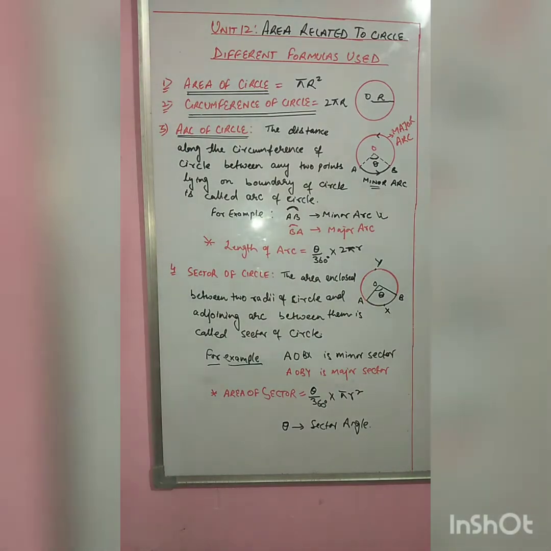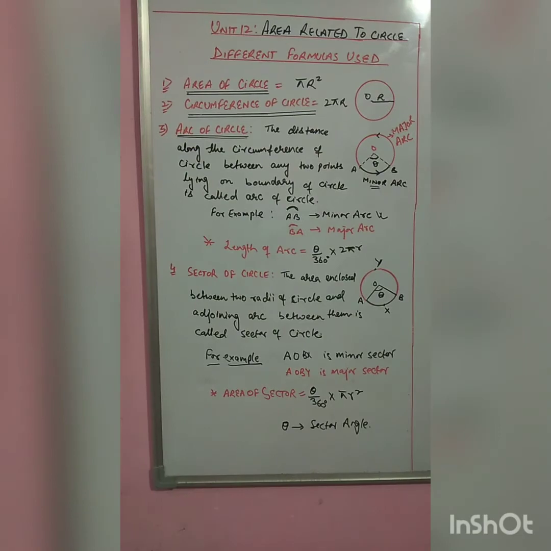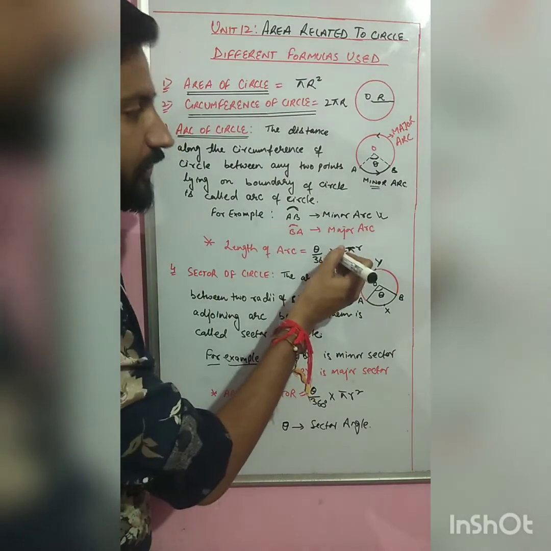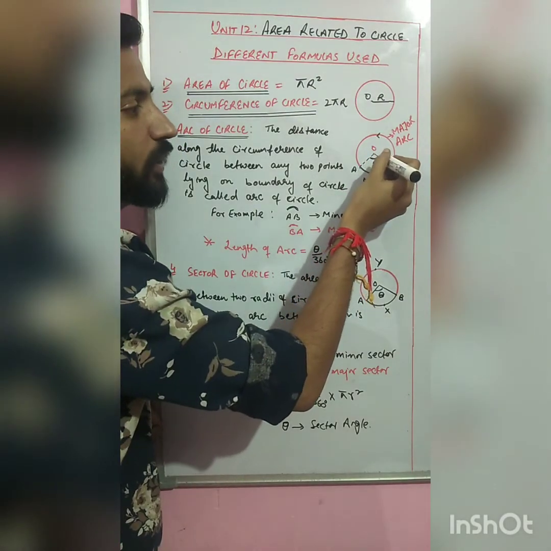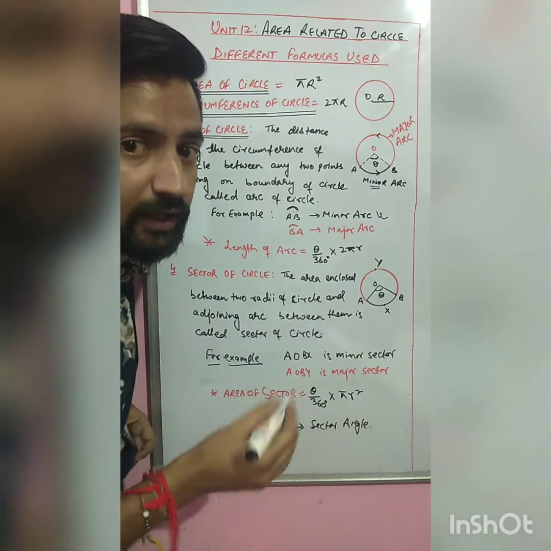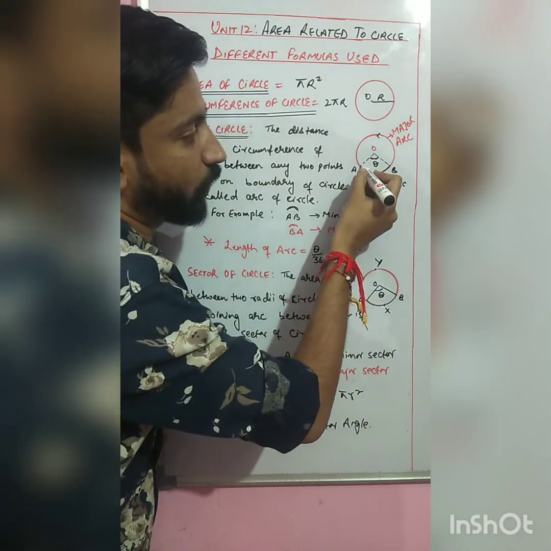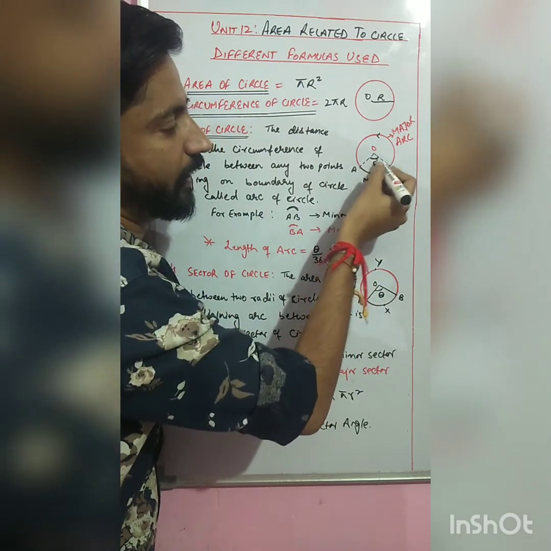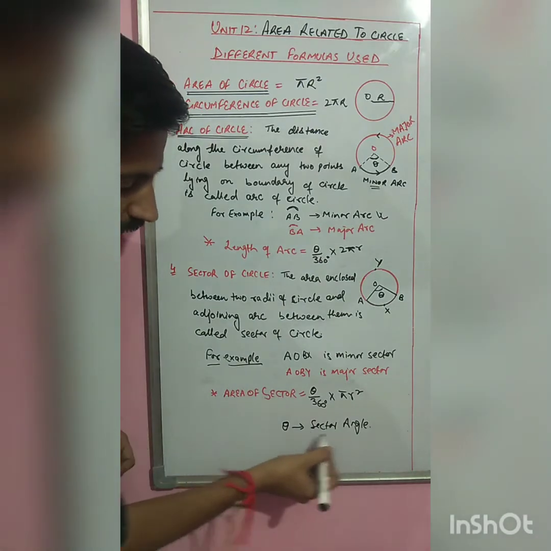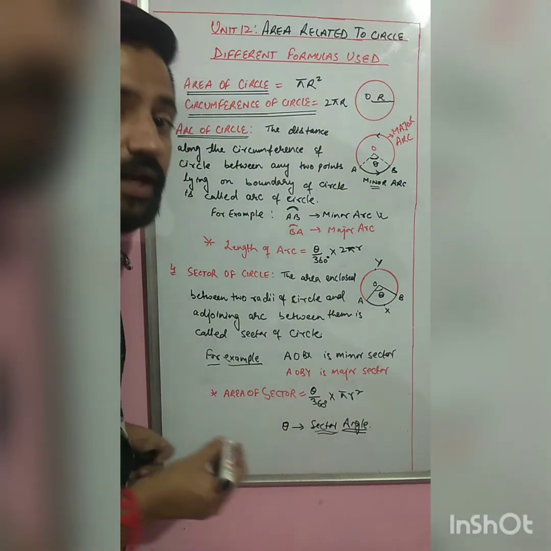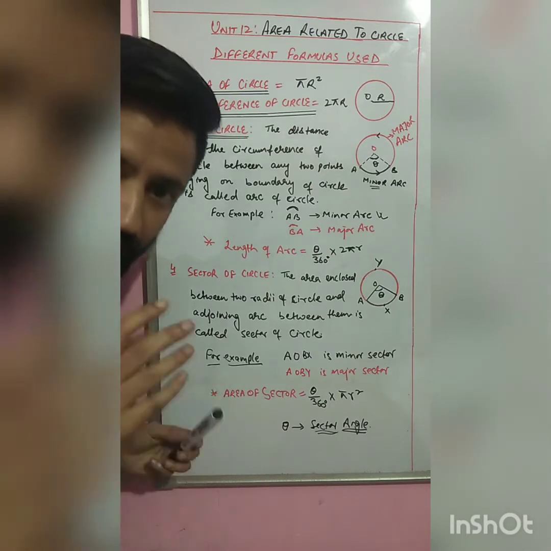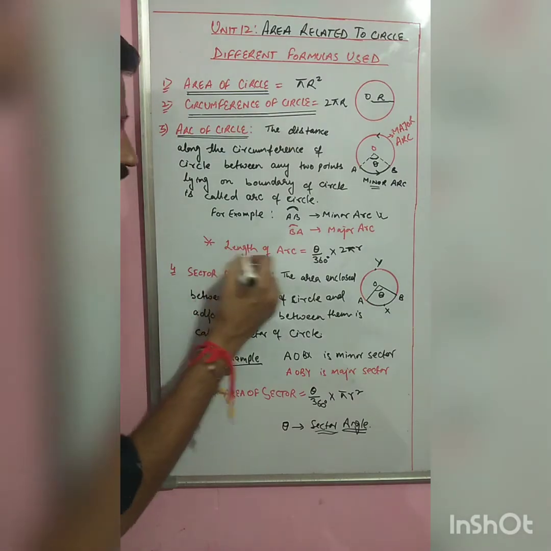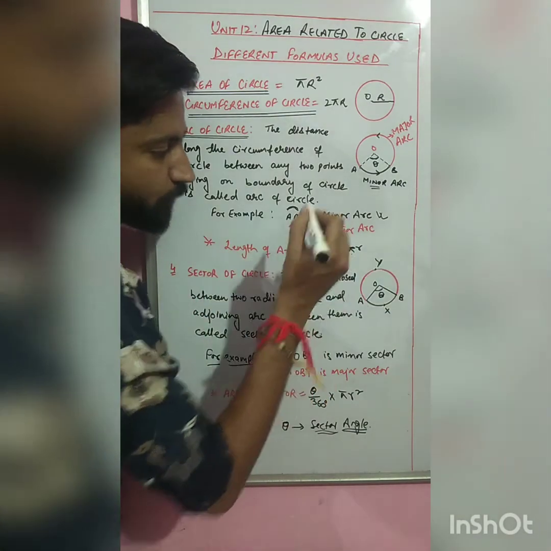And the length of the arc, by the formula, is theta upon 360 into 2 pi r. Where what is theta? Theta is the angle between the two radii drawn at the end points of the arc. If the arc is starting from point A and ending at point B, then the angle between the two radii drawn at the points B and A is theta, which we call the sector angle. It is also known as the central angle, which is the angle subtended by two radii at the center. So this is the formula for length of the arc, theta upon 360 into 2 pi r.